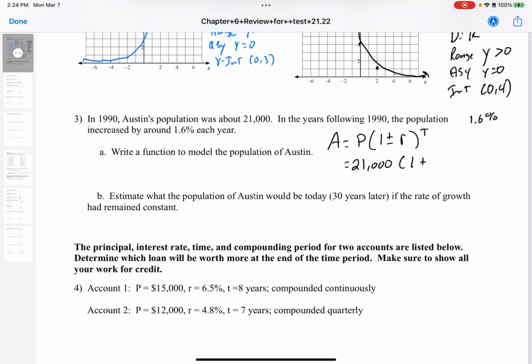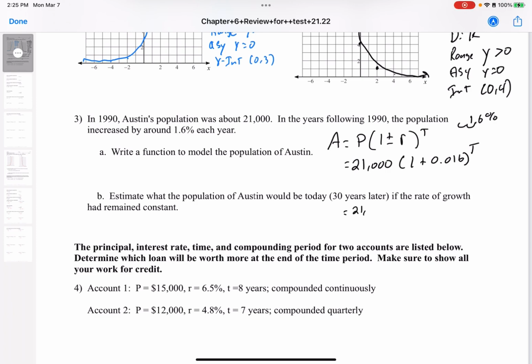Make sure you change that to a decimal. The biggest error on the quiz is that you didn't change that to a decimal. So remember, to move to a decimal, you need to go 2 places to the left. So that's 0.016 raised to the t. So there's our model. Now, it's telling us after 30 years.